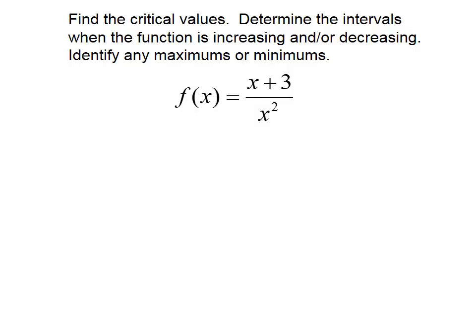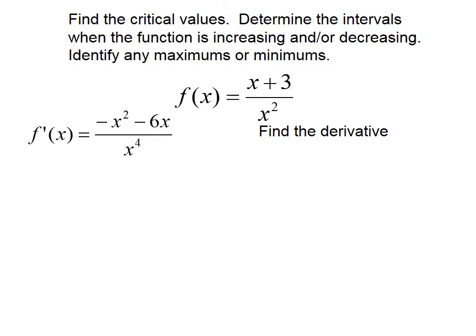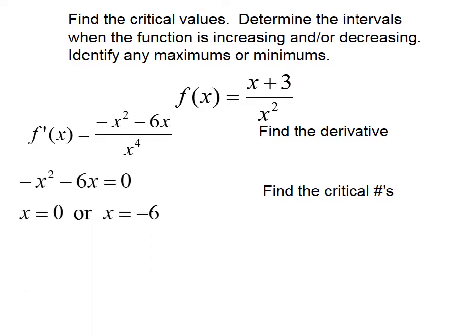Okay, so here's our second example. Once again, we're going to find the derivative of this function. We're going to have to use the quotient rule. Factoring out a negative x, we see that the derivative is 0 at x equals 0 and x equals negative 6.